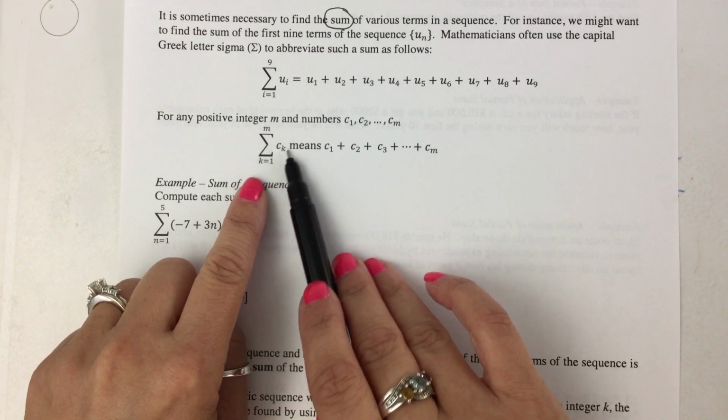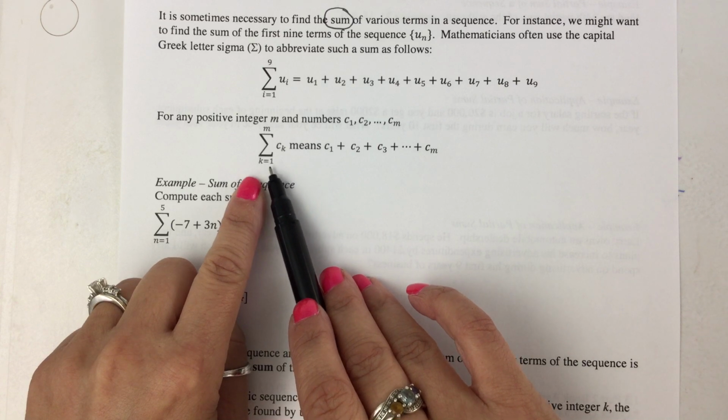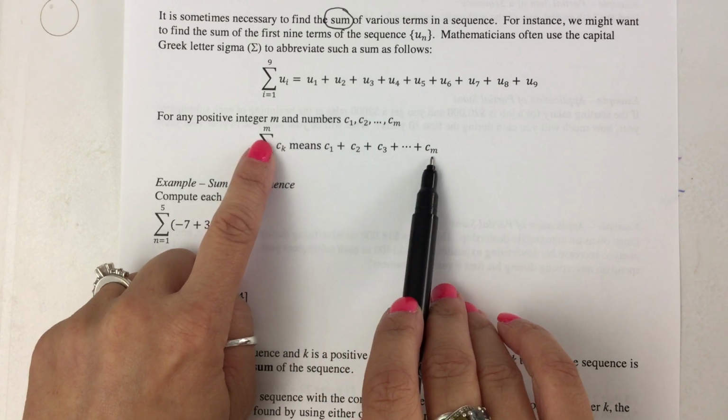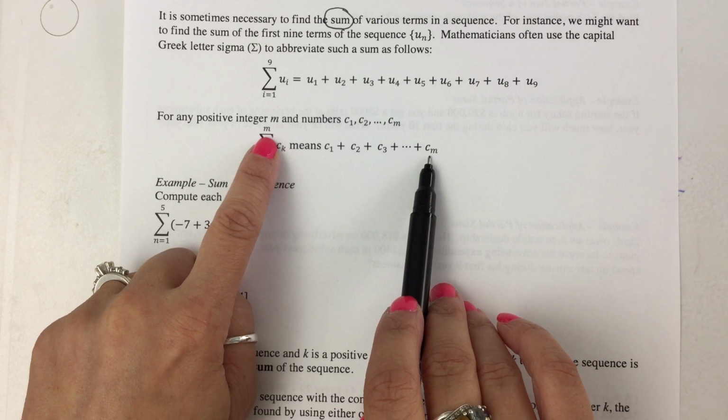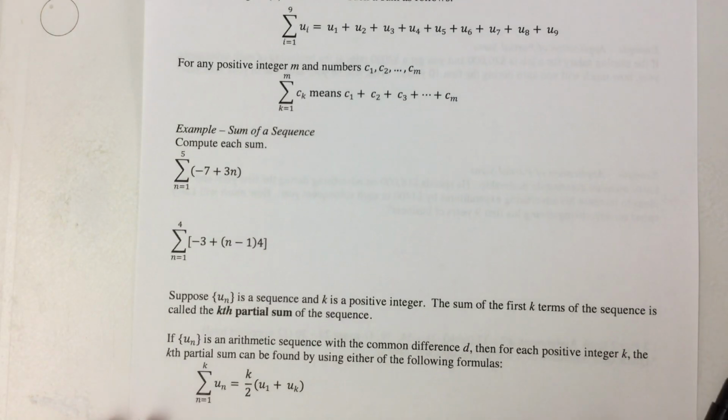So for any positive integer, we can use sigma. We have any arithmetic sequence. This is the value you're starting with. So I'm starting with a 1. The last value you find is whatever value's on the top. You add those together. So let's go ahead and do this.